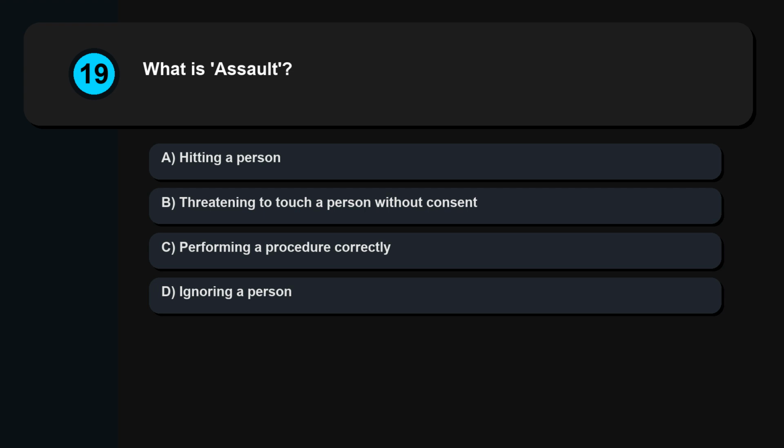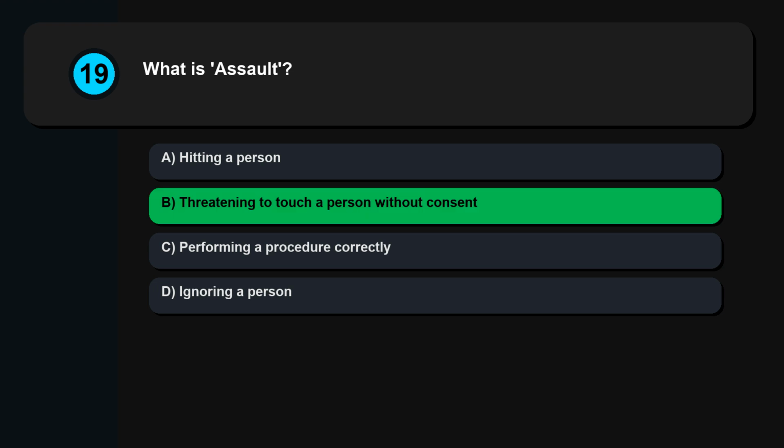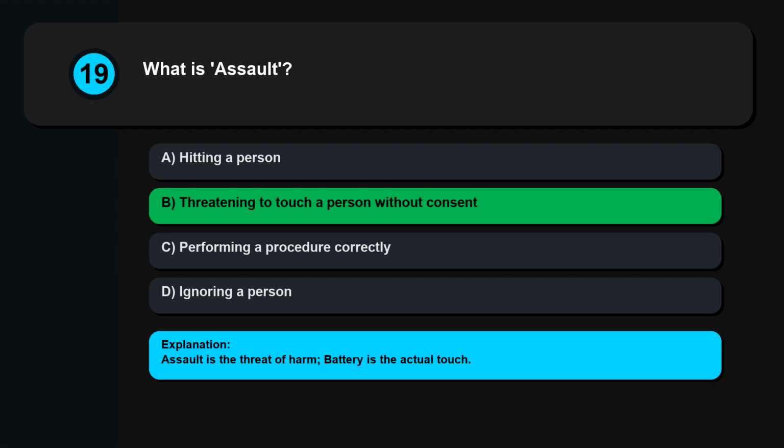Question 19. What is assault? Hitting a person, threatening to touch a person without consent, performing a procedure correctly, ignoring a person. Assault is the threat of harm, battery is the actual touch.